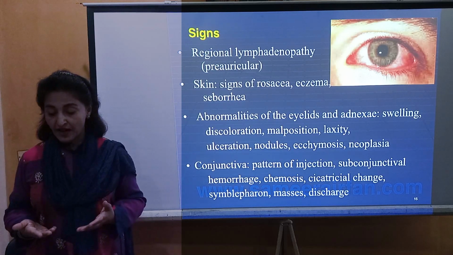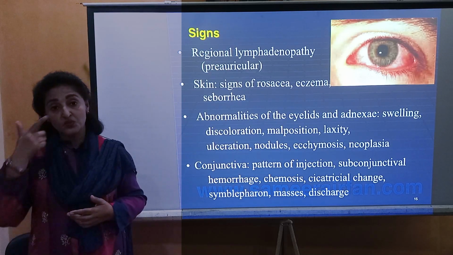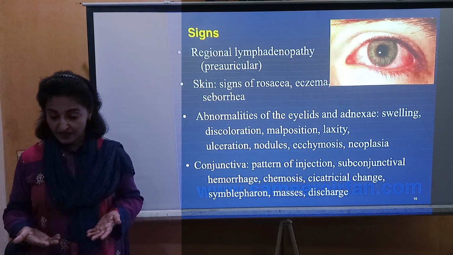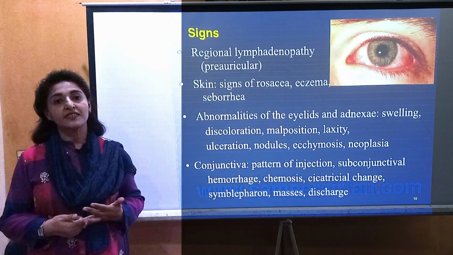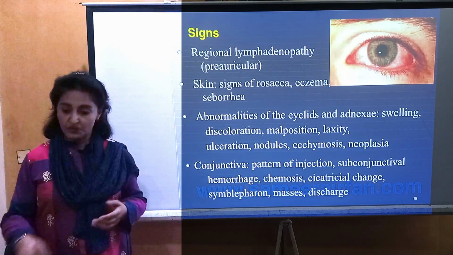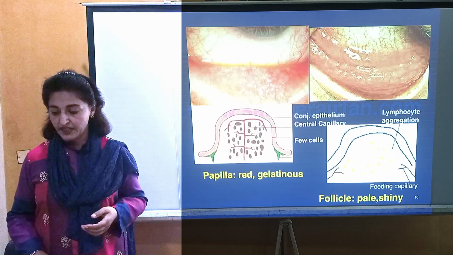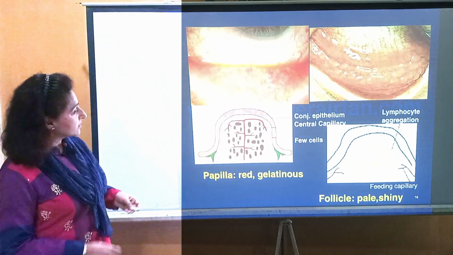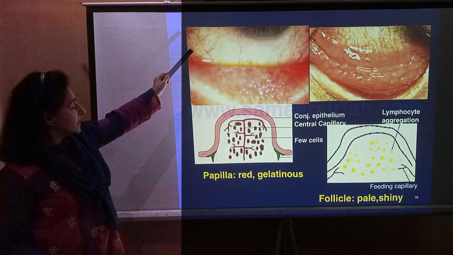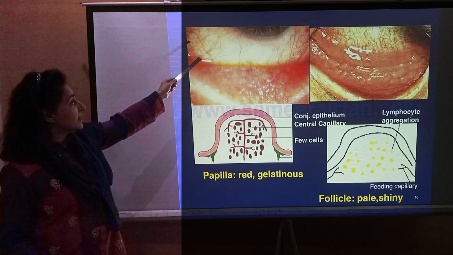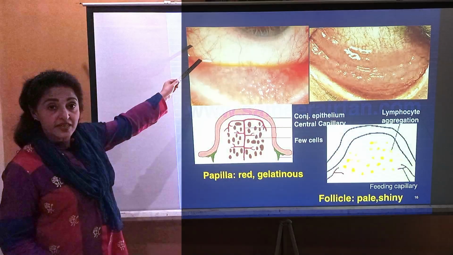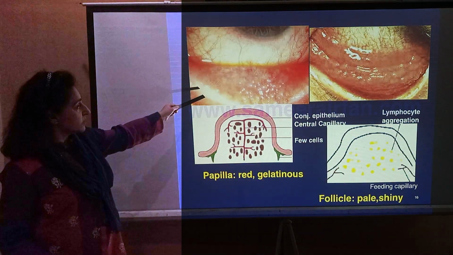Then look for abnormality of the eyelids and adnexa, regarding any swelling, discoloration around the lid margins, any nodules, madarosis or neoplasia. And then you start looking at the conjunctiva, where is the most congestion. In conjunctivitis, the congestion is maximum inferiorly in the fornix, and it reduces as you go towards the limbus. On the other hand, if it's a corneal problem, then the congestion is maximum around the limbus. It's called the ciliary congestion, and then it reduces as you go towards the fornix.